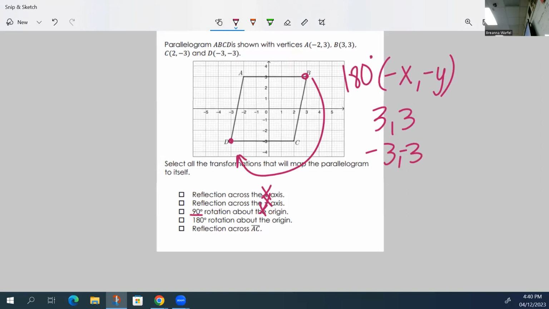A would rotate to C and everything, so everything would match up. B doesn't go to B, but it is still on itself. And so they're counting that.